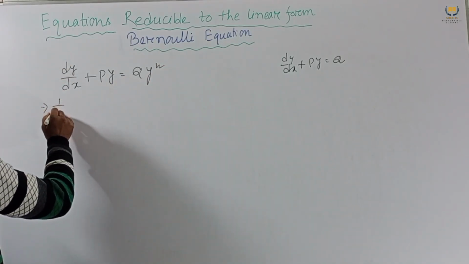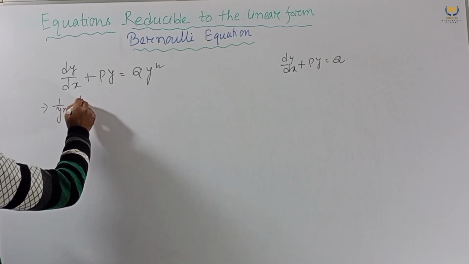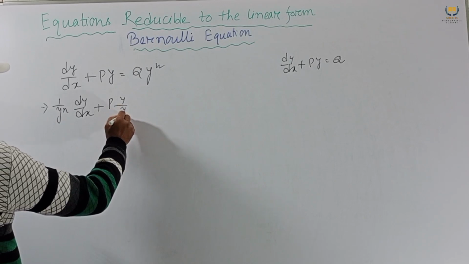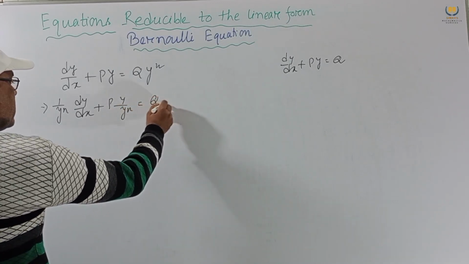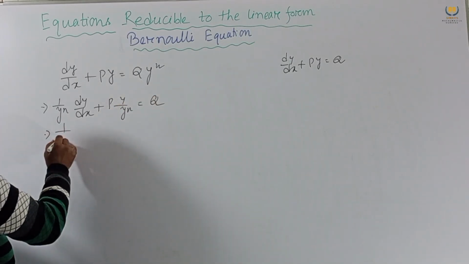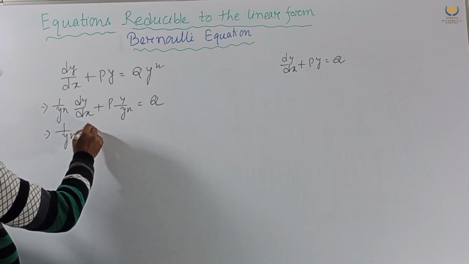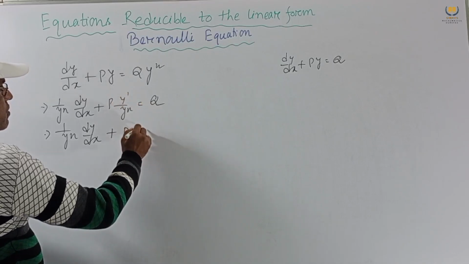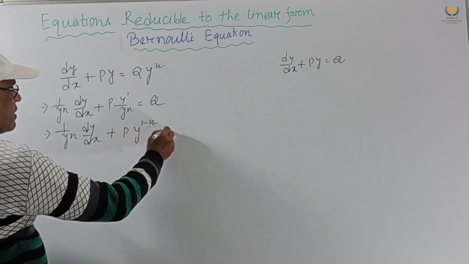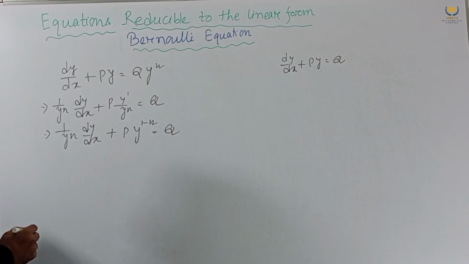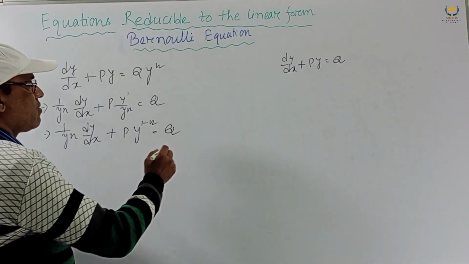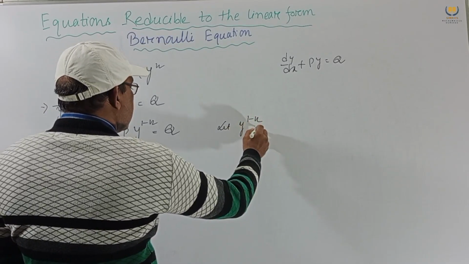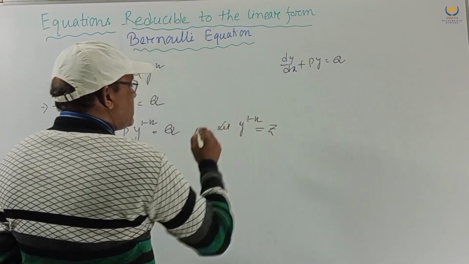If we divide both sides by y to the power n, we get 1 by y to the power n dy/dx plus P, with y to the power 1 minus n, equals Q. We get this one. Now let y to the power 1 minus n equal z.